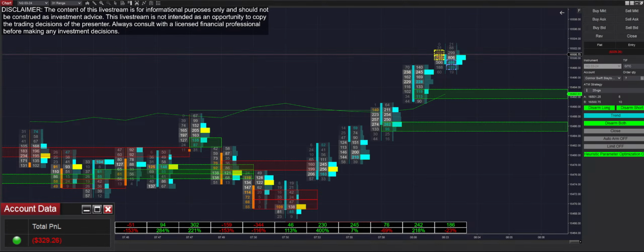Unfortunately there we end up losing our first trade of the day. It's a little bit unfortunate, but I definitely think that we can pull it back together here.